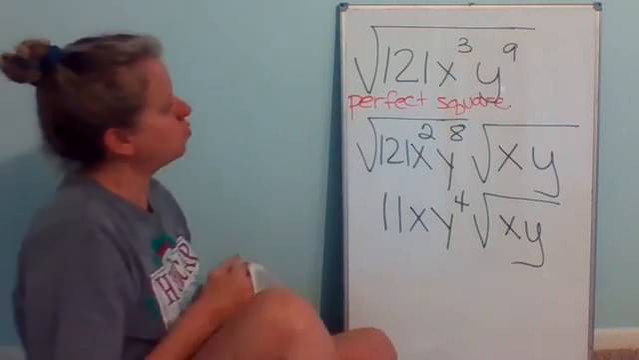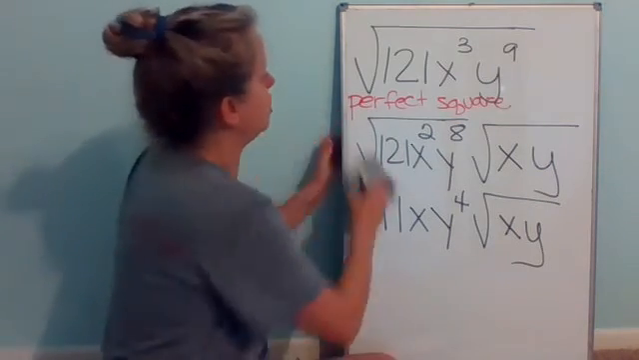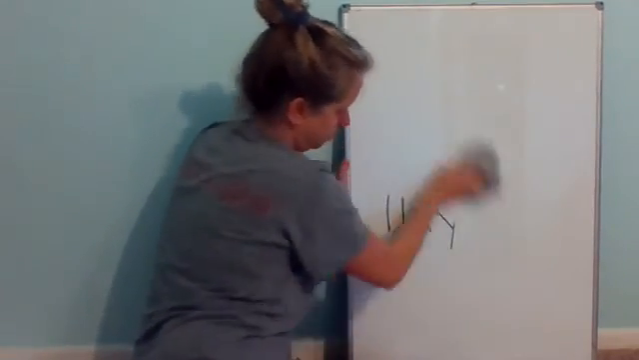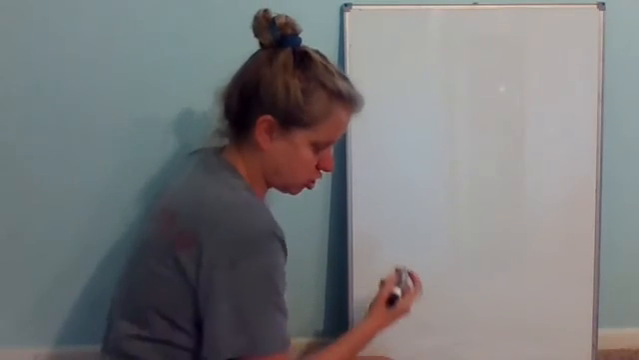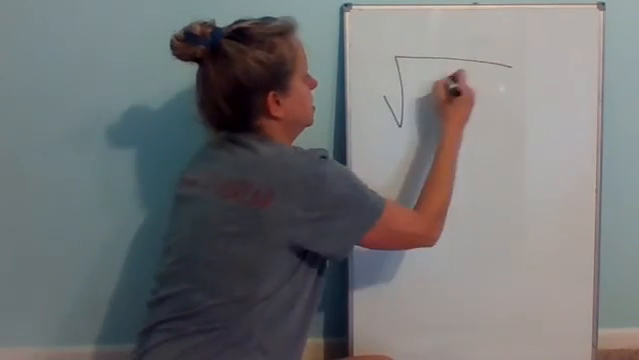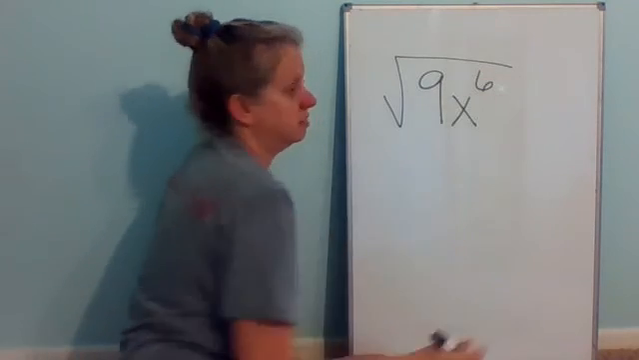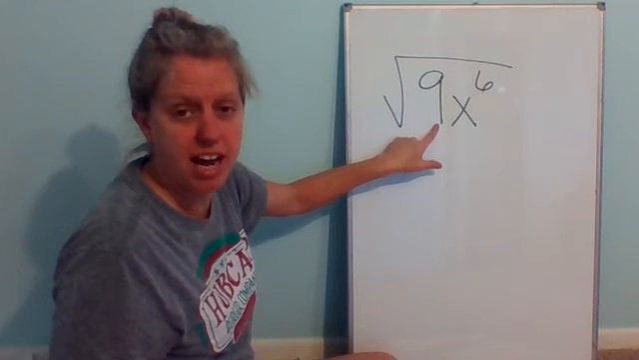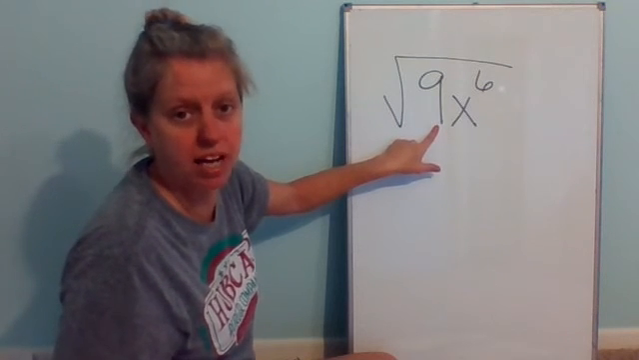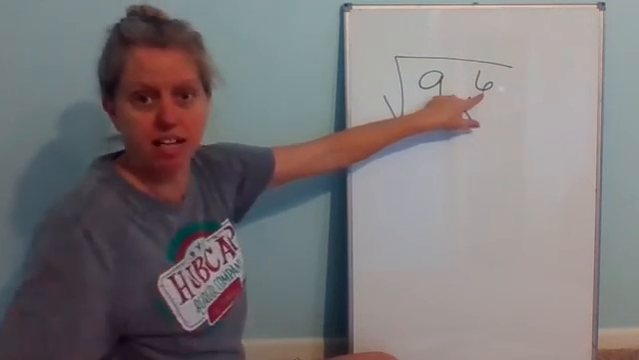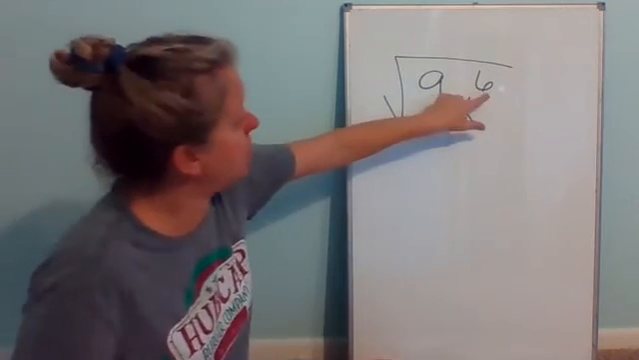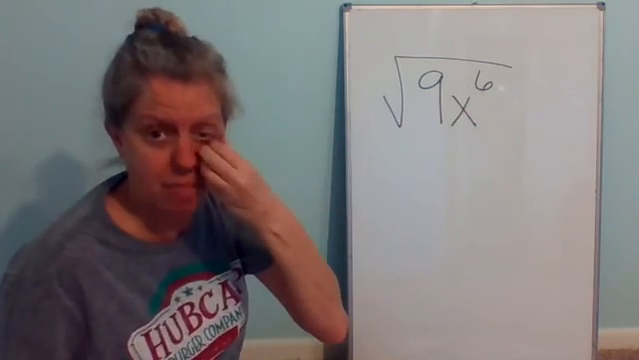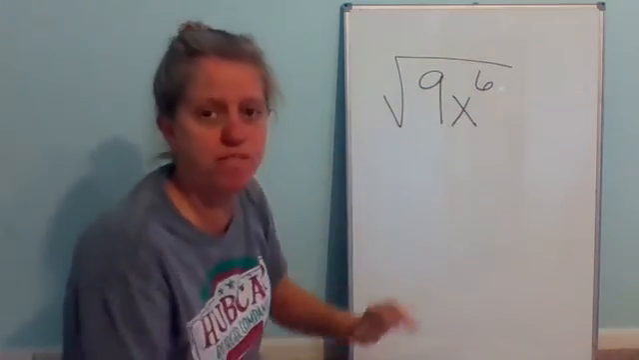All right, last one, and I threw this one in there to see if you were paying attention. I've got the square root of 9x to the 6. Is 9 a perfect square? Can you take the square root of 9 and get a whole number answer? You can, right? Is that exponent even? Can you divide this exponent by 2? You can divide 6 evenly by 2. This whole thing is a perfect square.